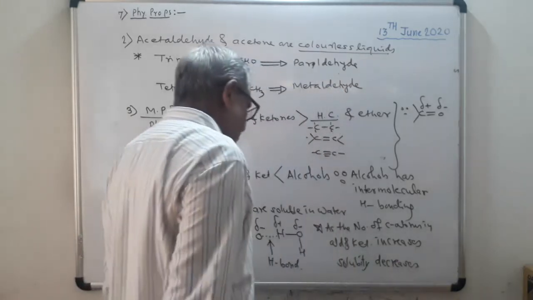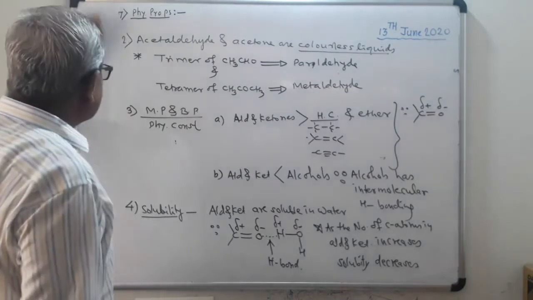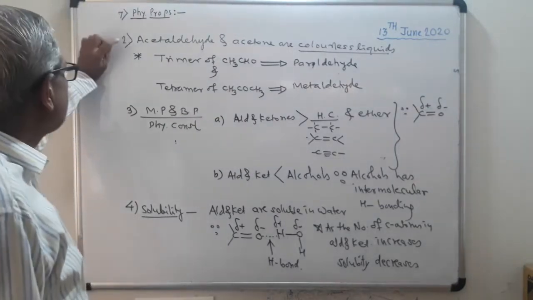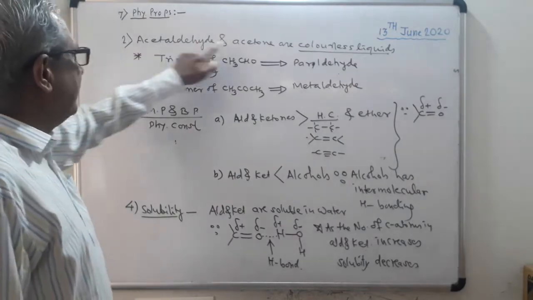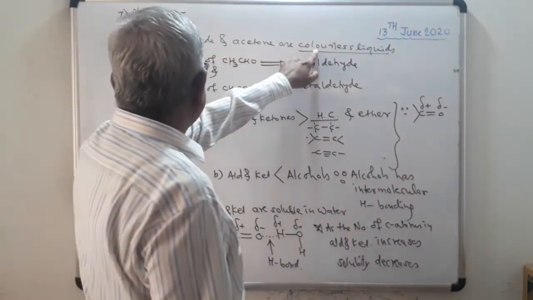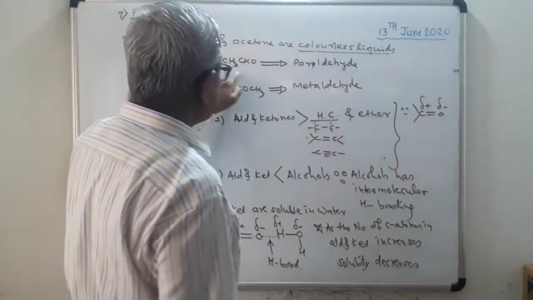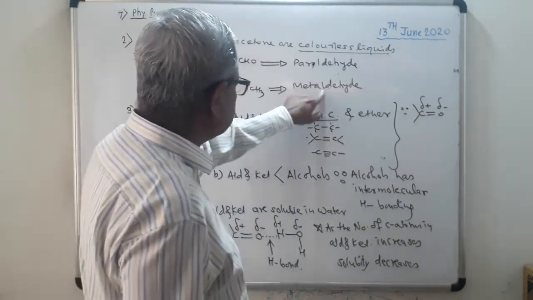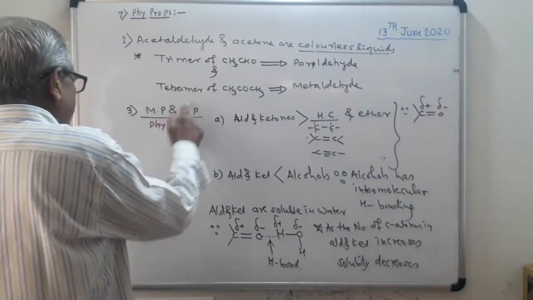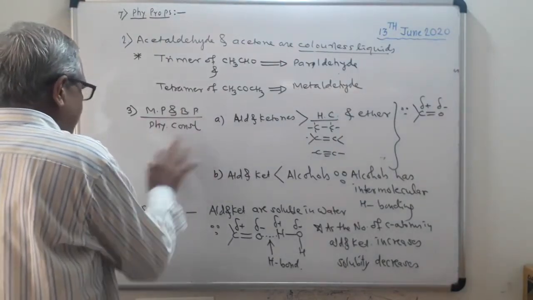This is the important point here. Now take a brief revision of the physical properties: second, third and fourth. Acetaldehyde and acetone are colorless liquids. The trimer of acetaldehyde is known as paraldehyde. The tetramer of acetaldehyde is known as metaldehyde. Melting point and boiling point, that is a physical constant.